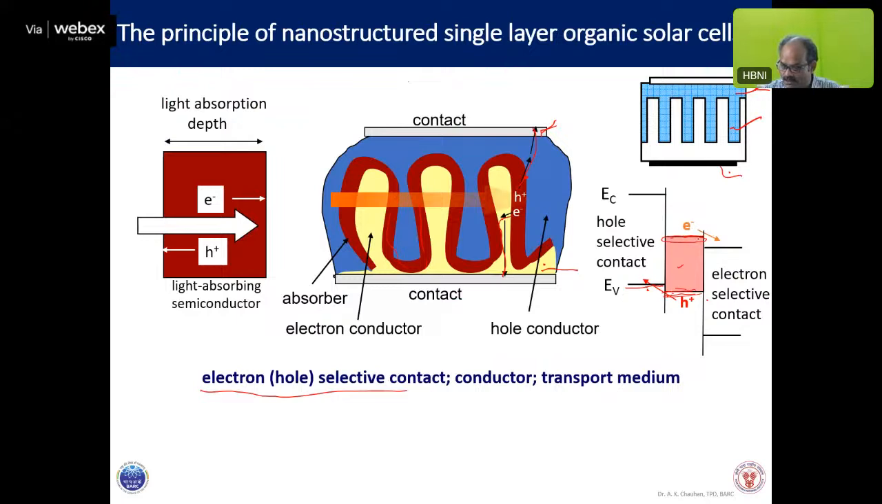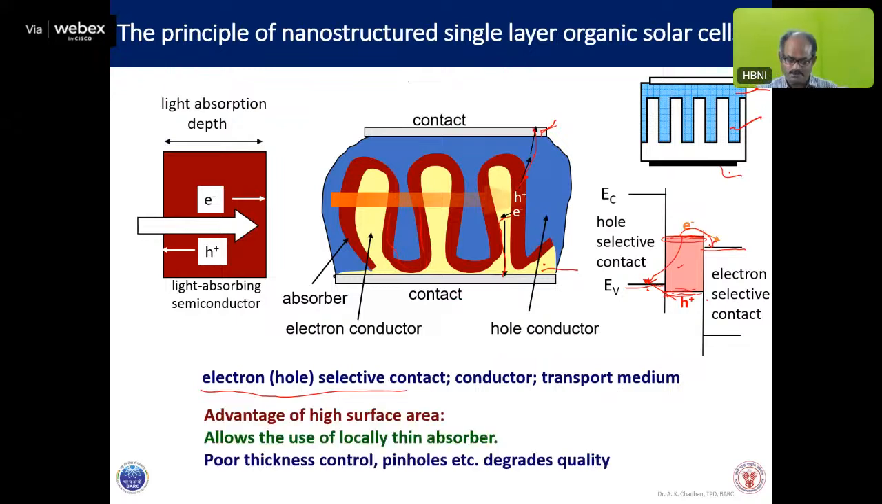Similarly, the electron, which has an energy level here, and a material which has an energy level here, the electron will prefer to move this way rather than that way. So the material is connected to both, but electrons will move in the direction where the electron selective contacts are. These are called electron transporting materials, and these are called hole transporting materials, and they play a very important role in the extraction of holes and electrons from these solar cells.